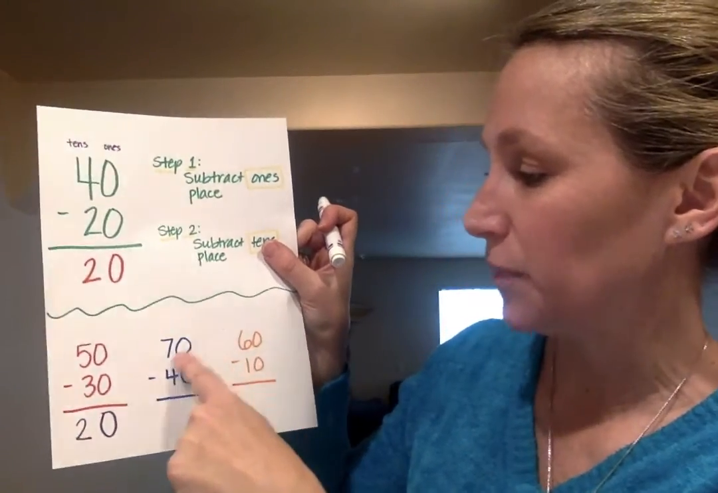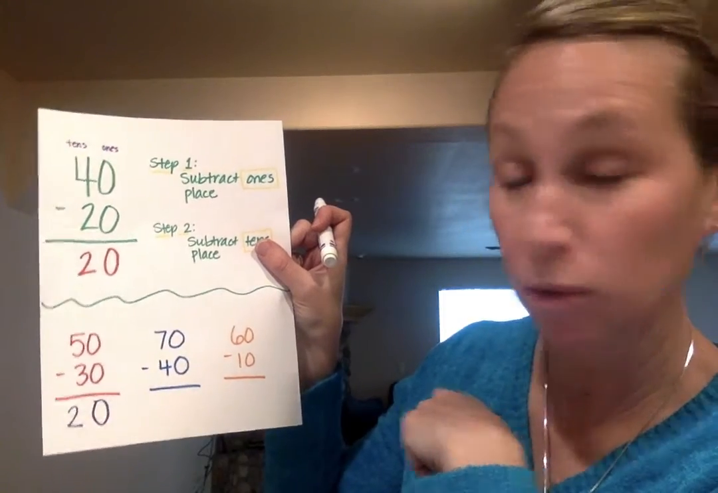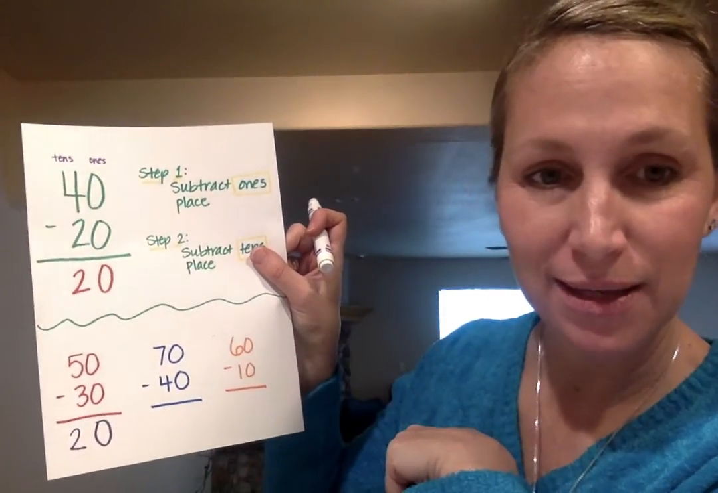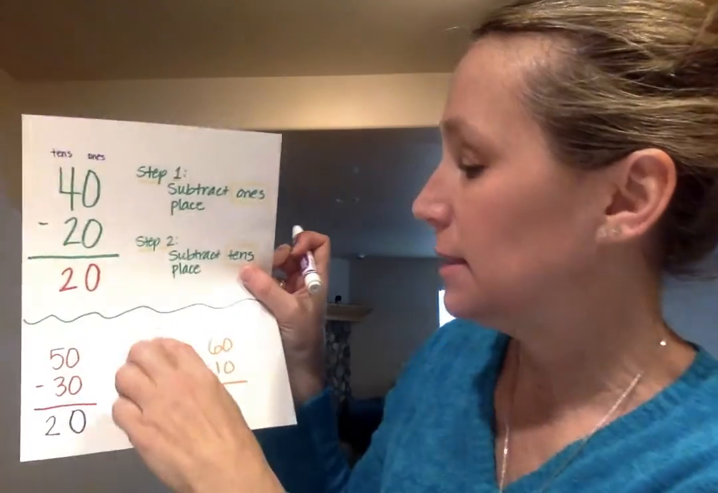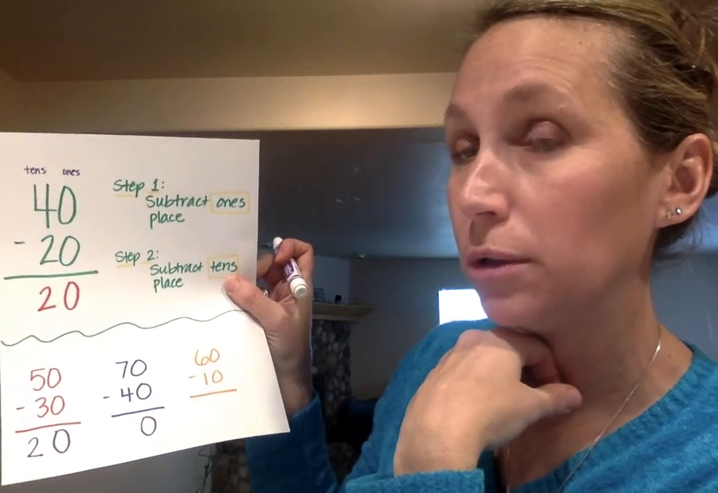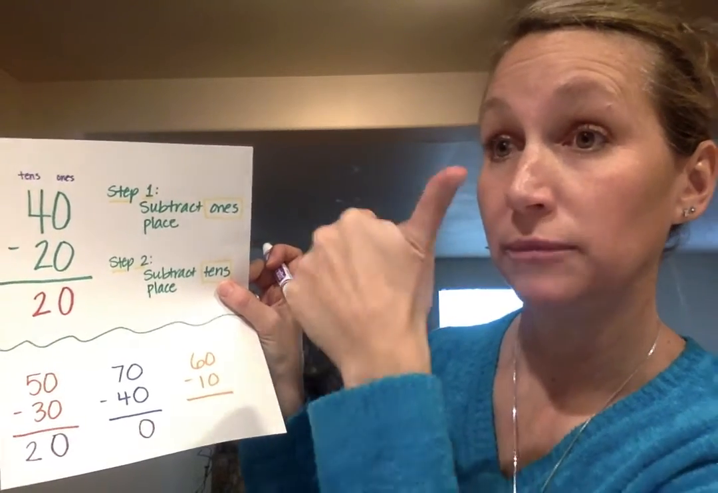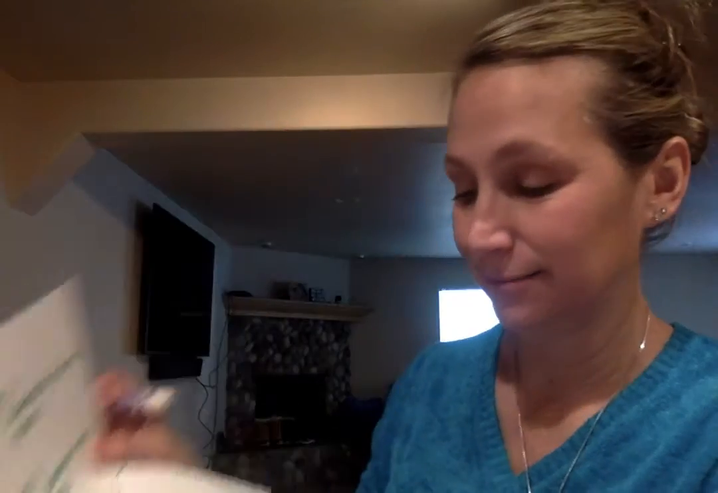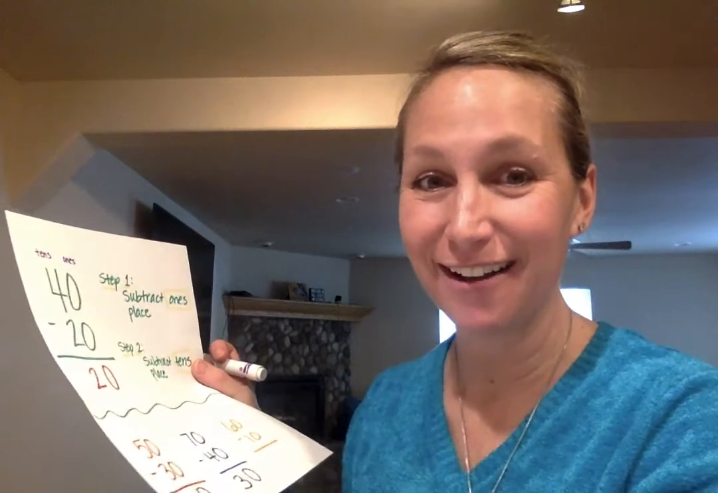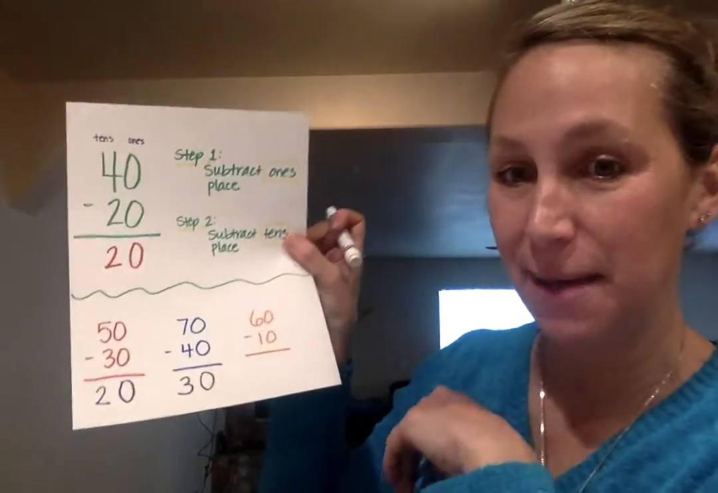Let's do the next one. 0 subtract 0, because we're going to do the ones first. 0 subtract 0 is 0. Good. Now, 7 subtract 4. 7, 6, 5, 4, 3. Because I subtracted 4. See how your math facts are going to come in so handy? Because I know you've been working hard on learning your addition and subtraction math facts.